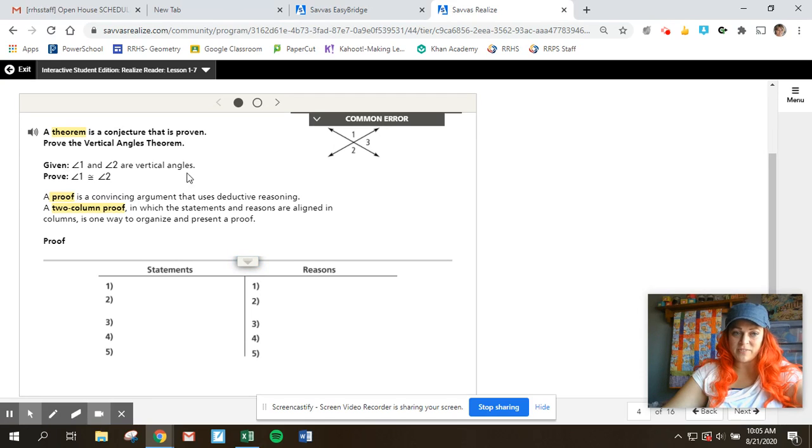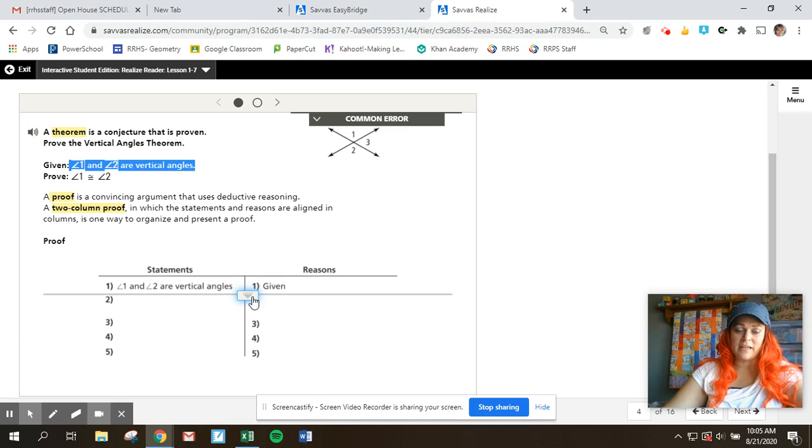So first of all, we're going to write what's given. Most proofs have given information somewhere in the problem or the visual. So I'm going to slide this down. And do you see how angles 1 and 2 are vertical angles? That is a given. And I'm going to keep going. What else do you notice?